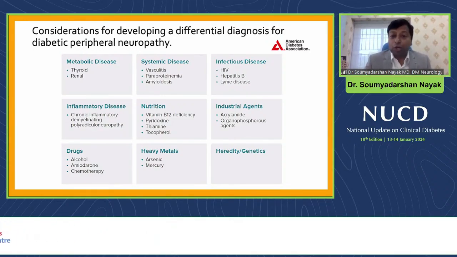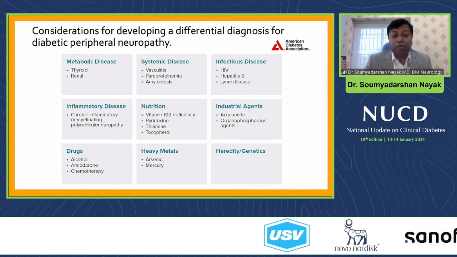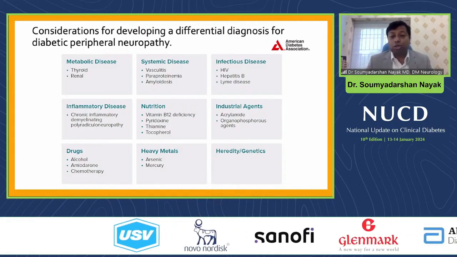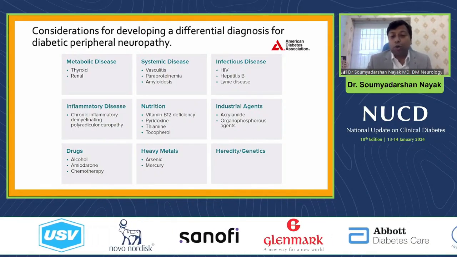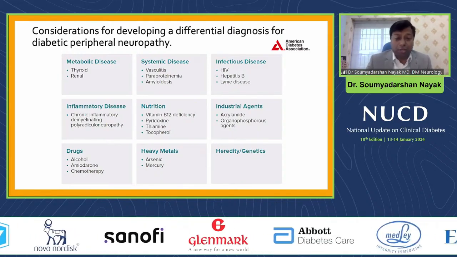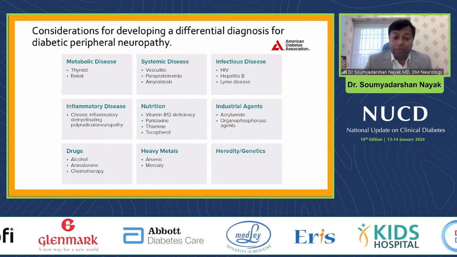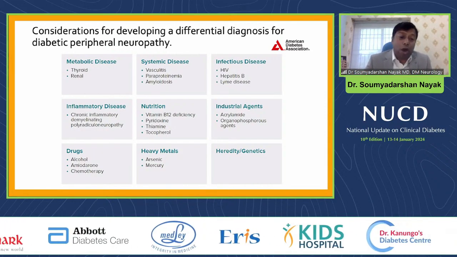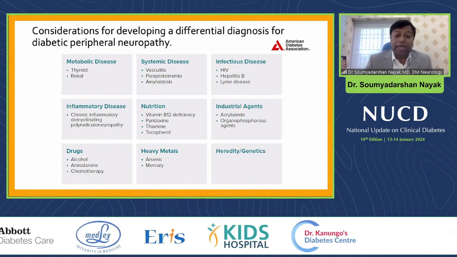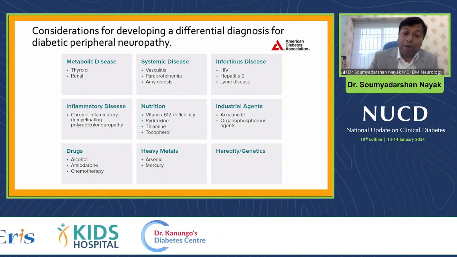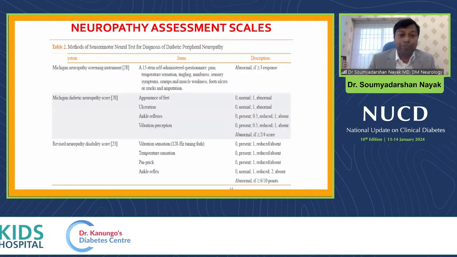So these are some metabolic diseases, infections, nutritional deficiency. Many studies have shown B12 deficiency and thiamine to be the causes of non-response to drugs or resistance to drugs. CIDP is a great masquerader. Also inquire about drugs, especially alcohol, chemotherapy, and heavy metals, apart from genetic disorders.